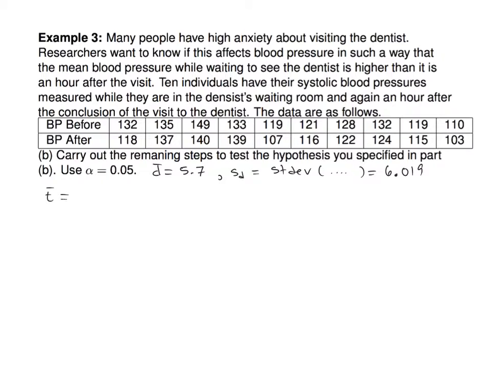So T star, or T bar, T, both of those were wrong. Get my whiteout pen out. Okay, T will equal D bar minus 0 over SD over root N. So what goes in for D bar? 5.7 over 6.019 over root 10. That comes out to be, I got 2.99. Woo!